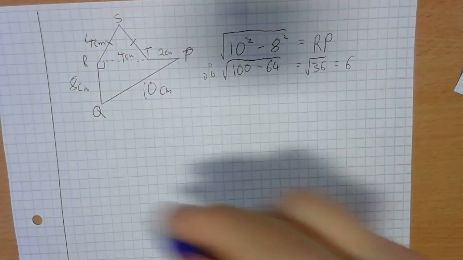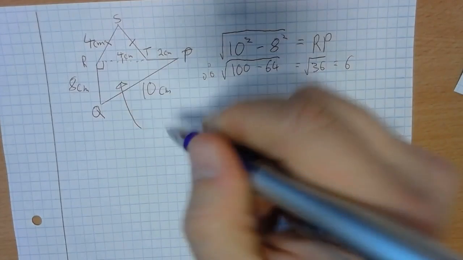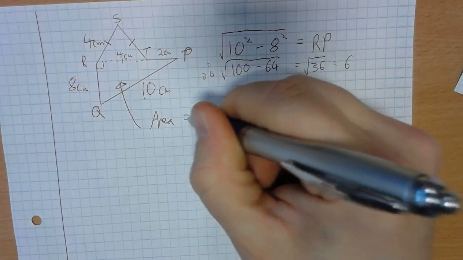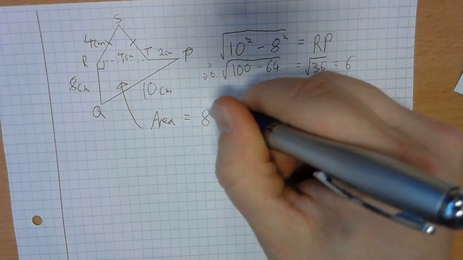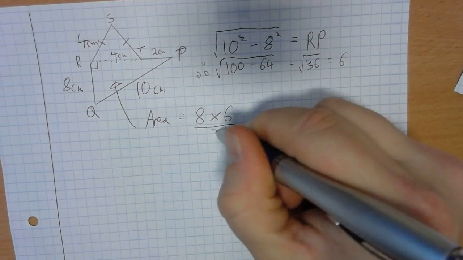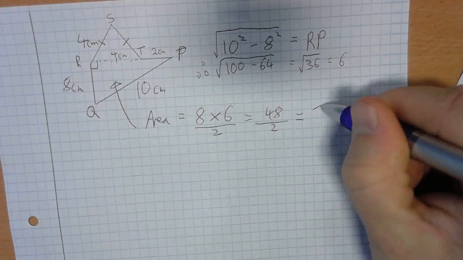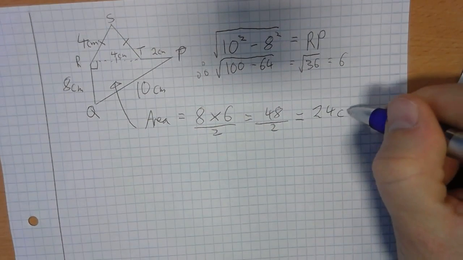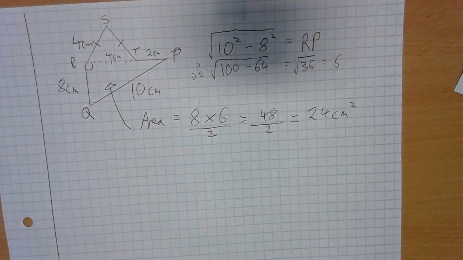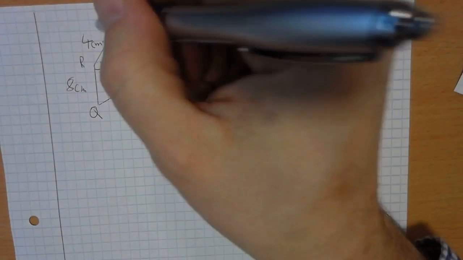So what I've got, if I'm going to do base times height divided by 2 for my area, equals 8 times by 6 divided by 2, which is 48, divided by 2, which is 24 centimeters squared. And then I just need to work out my area of the triangle.